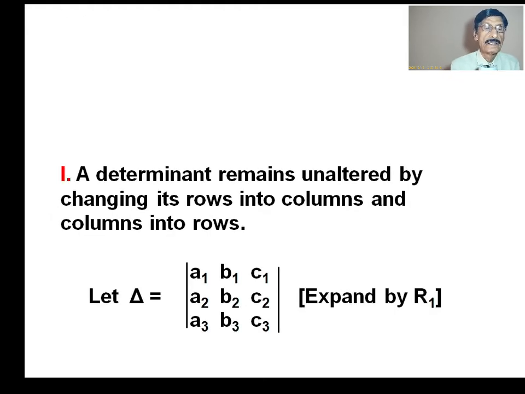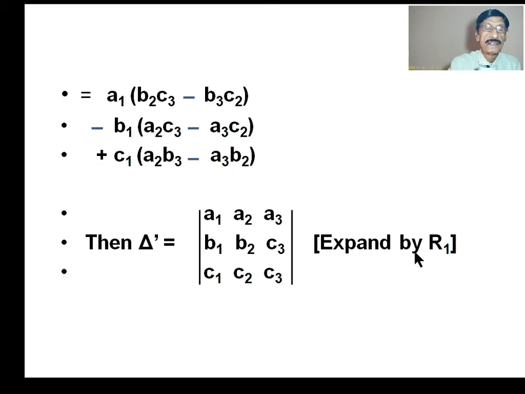First property, a determinant remains unaltered by changing its rows into columns and columns into rows. In the example, a determinant of third order has been given. Now expanding it by row number 1, we get this result.